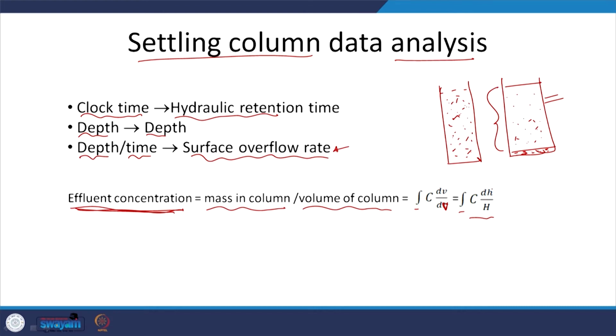Yes, let us move on, because keep this in mind, we will use this later. As I just mentioned, it is integral C dV, differential volume, by V. You have different concentrations at different volumes, that is what we are looking at. So, mass in the column will be the concentration into that particular volume, and by the total volume of the column will give you mass by volume. Because the cross sectional area here is relatively uniform throughout the column, it will turn out to be integral C dH by H. H is the total height here.